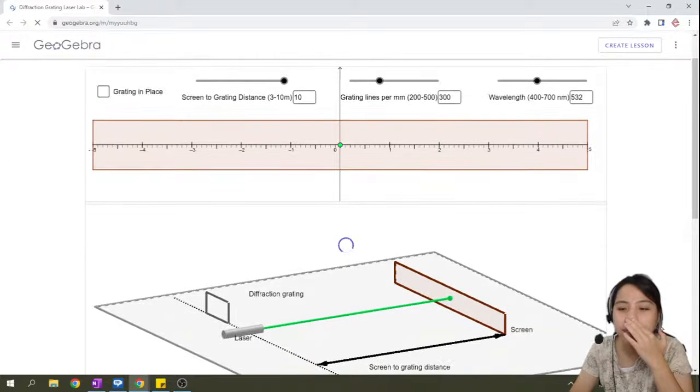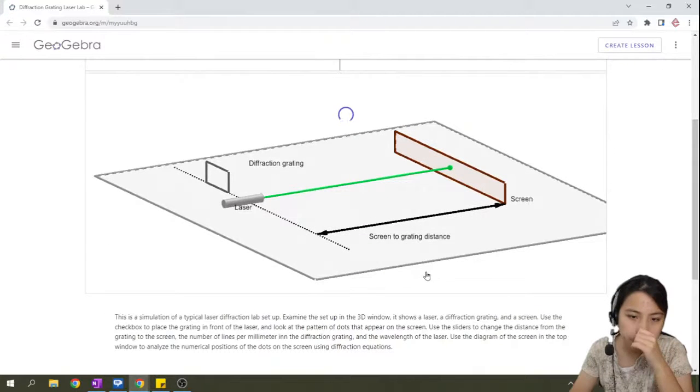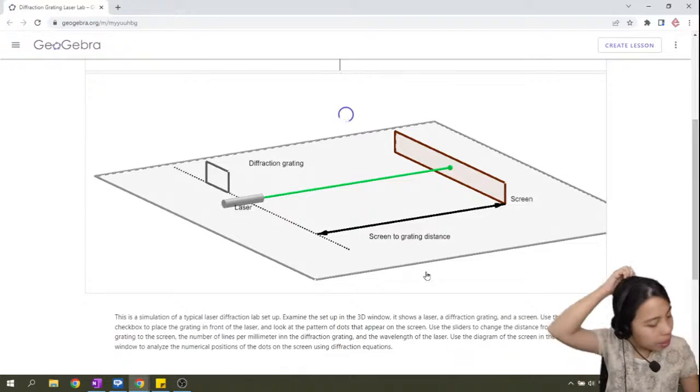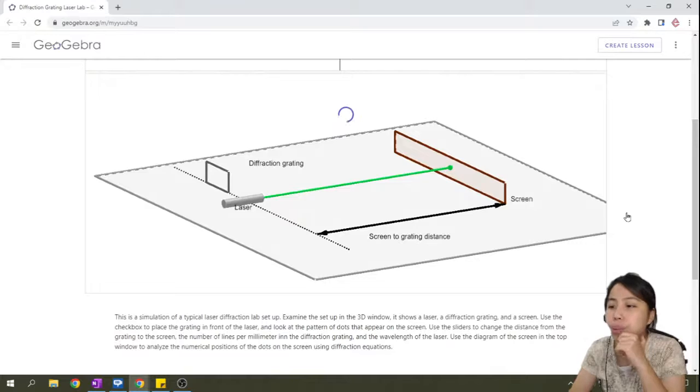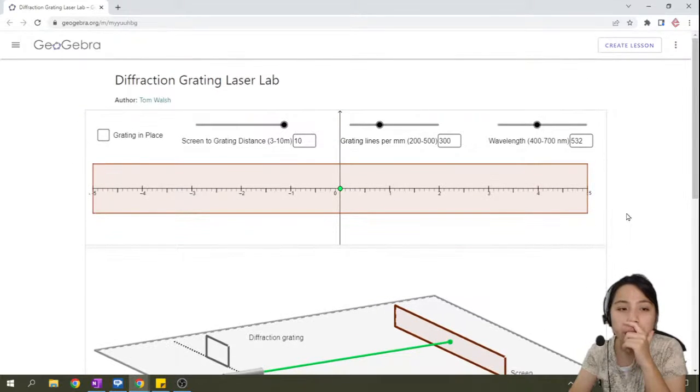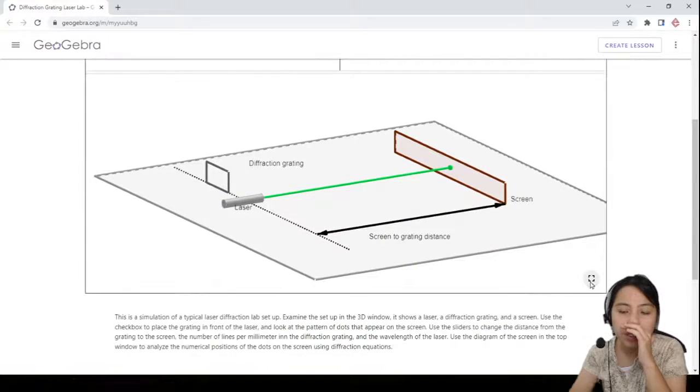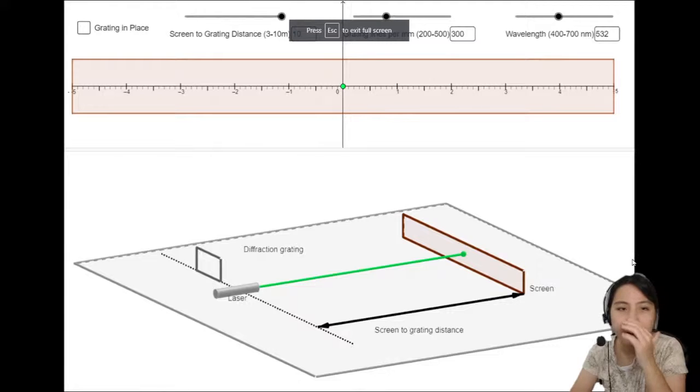Yes, this diffraction grating lab. So wavelength increase, right? Yeah, alright. Give this computer a second to wake up. Come on, computer, you can do this. Full screen. Alright.